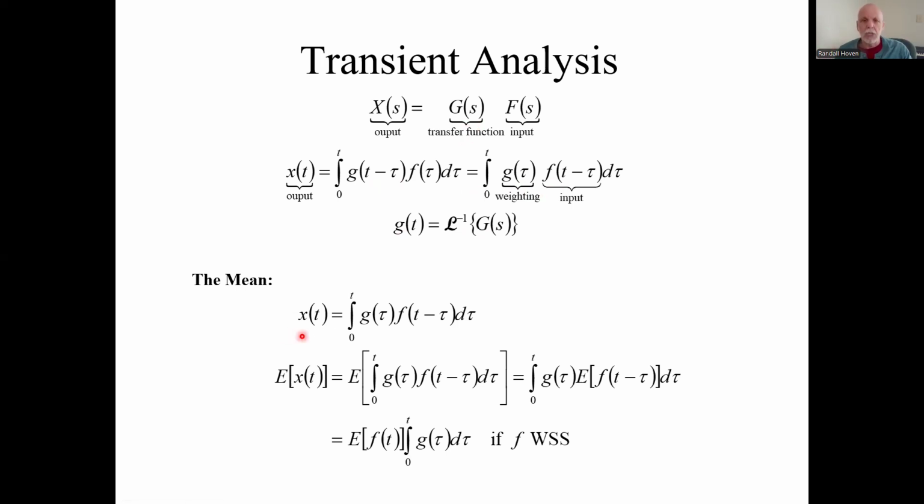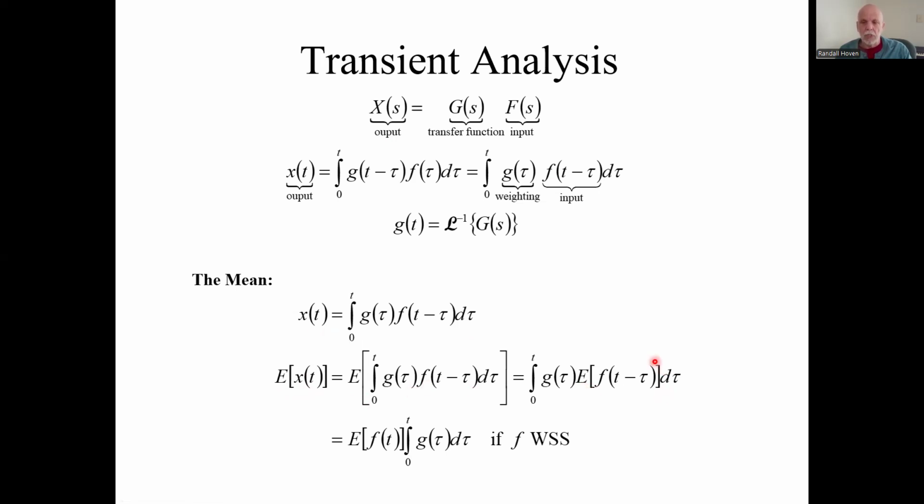So let's start looking at the output. First thing we look at is the mean. Here's the output using this formula. Mean is the expected value of that output. We take the expected value of this, and like we did before, we can move the expectation operator inside the integral. Expectation is a linear operator, and integration is a linear operator. Nothing random in these limits of the integral, and g itself is not random, but the input is random.